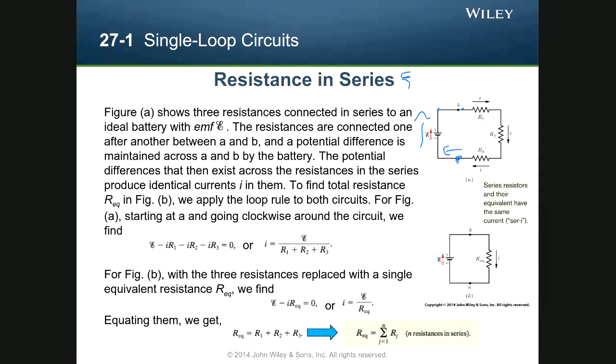So it's current. So are you going in the direction of the current? If the answer is yes, you have a negative contribution.